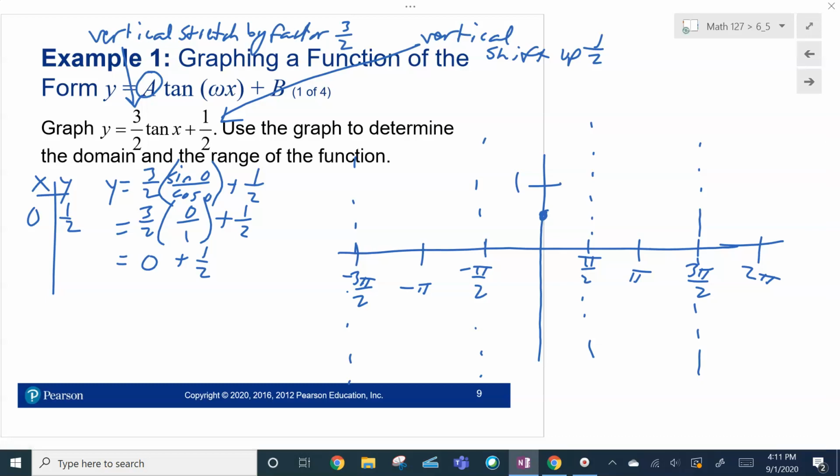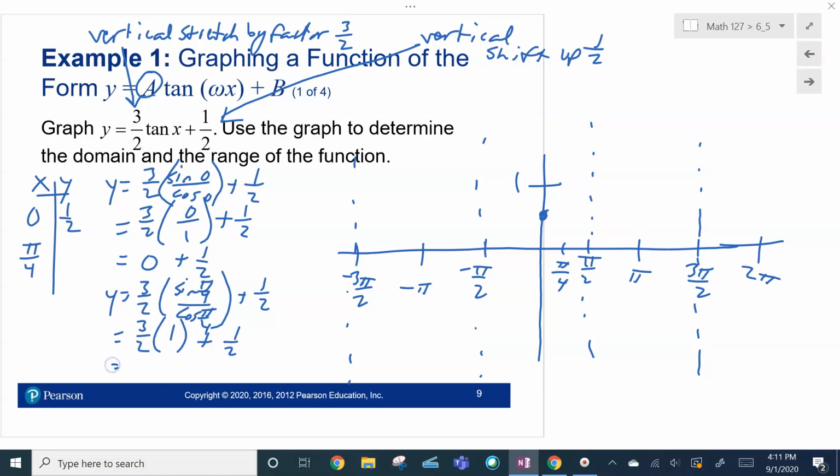Let's go halfway to pi halves. So let's plug in pi fourths. I know you could plug in pi sixths, but pi fourths is a nice one because I know the sine of pi fourths and the cosine of pi fourths are the same thing. They're both root 2 over 2. So I got 3/2 times root 2 over 2 over root 2 over 2, which is 1. So I got 3/2 plus 1/2 is 4/2 or 2. So pi fourths, comma 2.